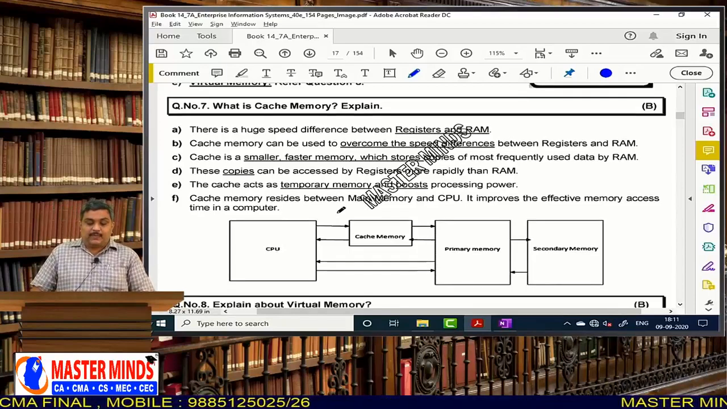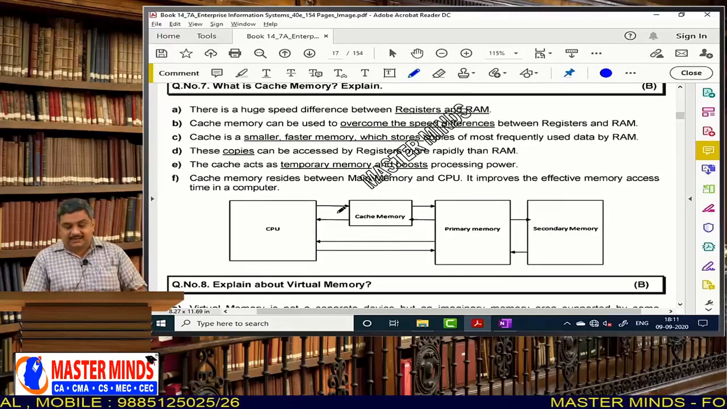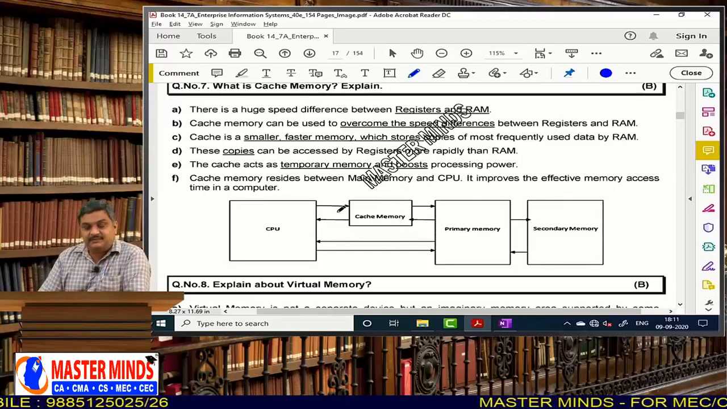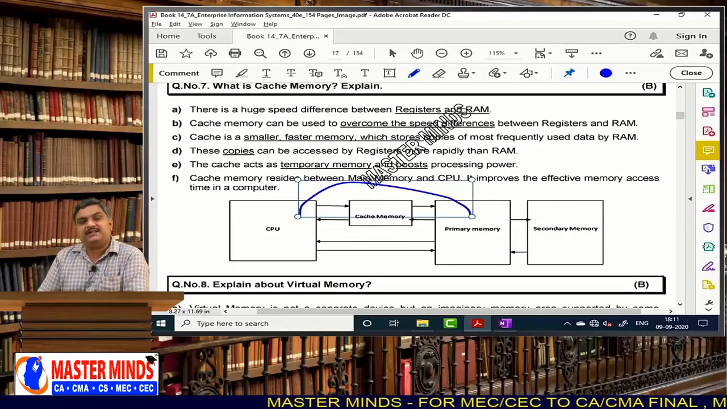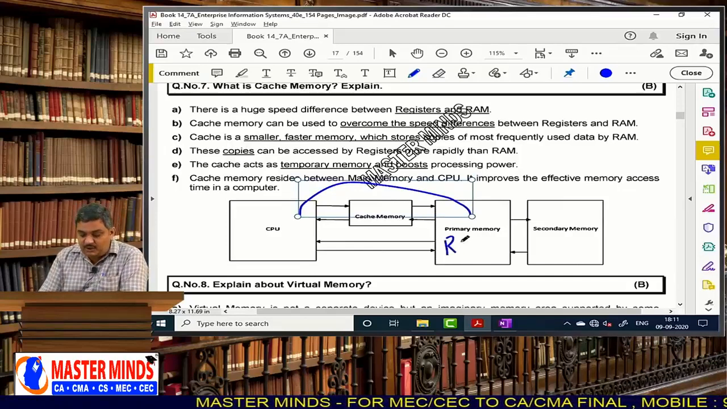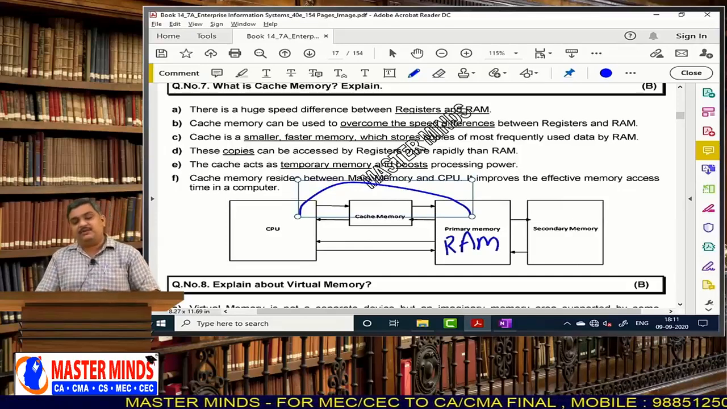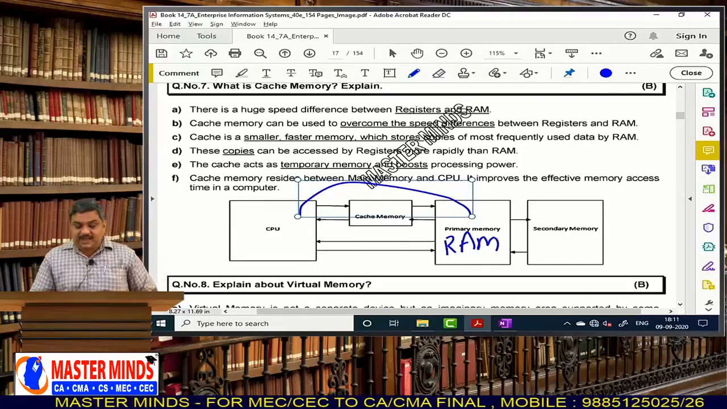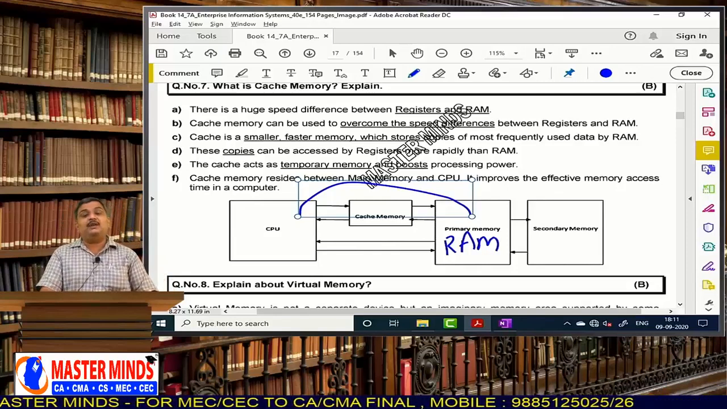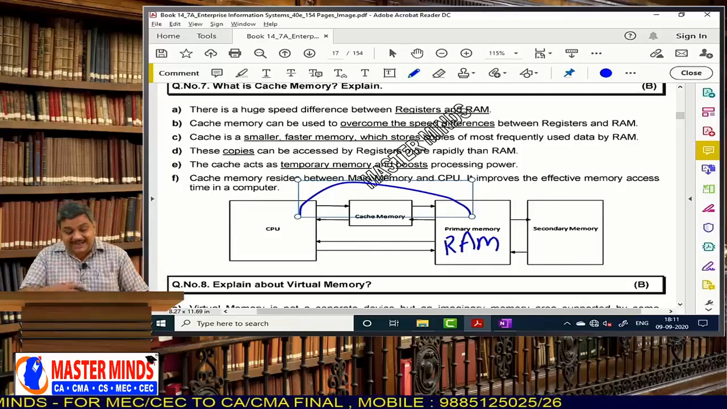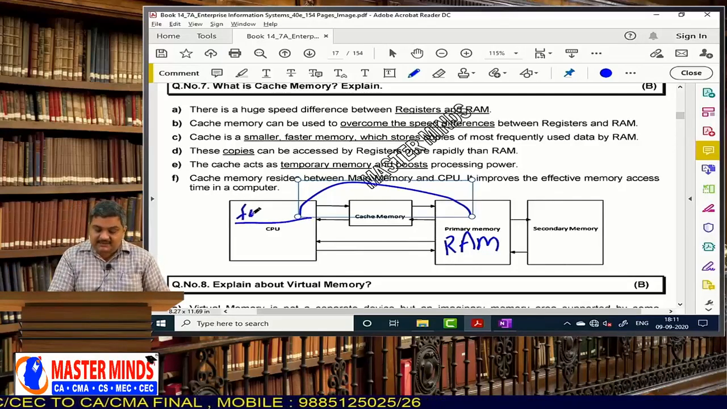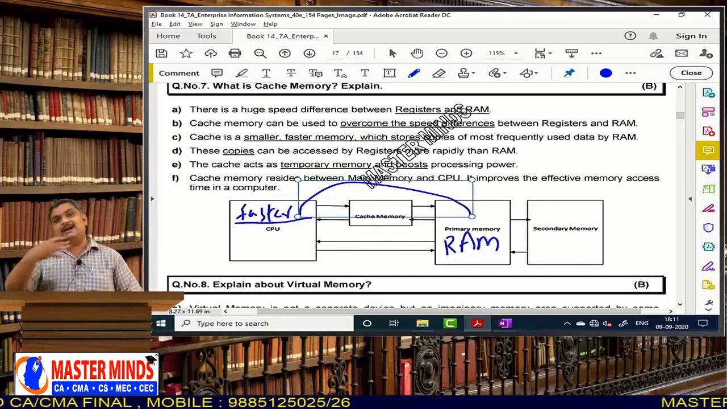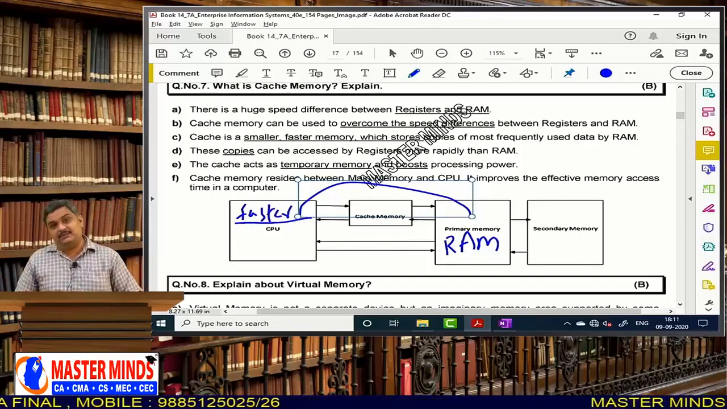See, here a diagram which clearly explains the concept is given. See, generally, the CPU takes data from the primary memory. Primary memory means what? RAM. CPU takes data from the RAM. But sometimes this primary memory, that is RAM, will be very slow. CPU cannot access that RAM in a faster manner. And CPU wants data in a faster manner. And RAM cannot give the data at such higher speeds to the CPU.